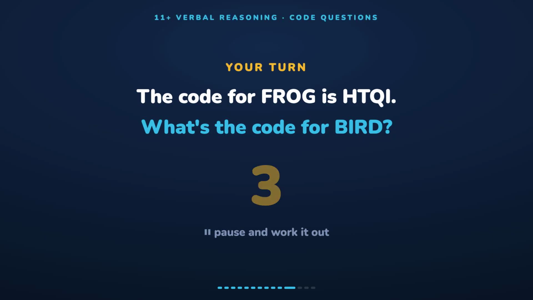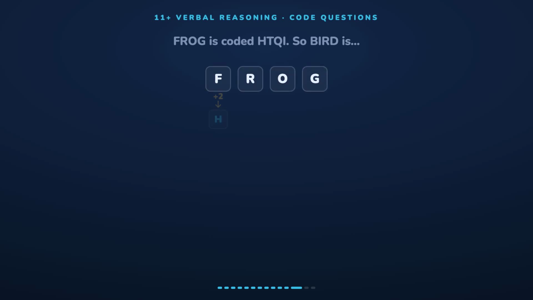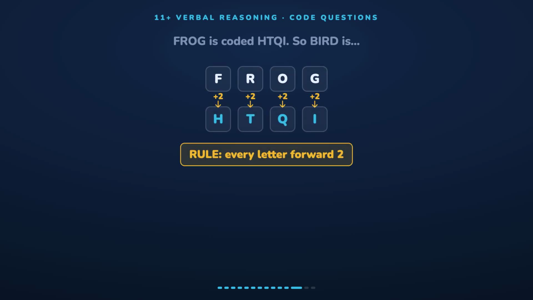Time to test yourself. Pause the video and try this one. The code for frog is HTQI. What's the code for bird? Work it out, then play on for the answer. Let's solve it together. Line up frog and HTQI. F to H is forward 2. R to T, forward 2. O to Q, forward 2. G to I, forward 2. So the rule is +2.